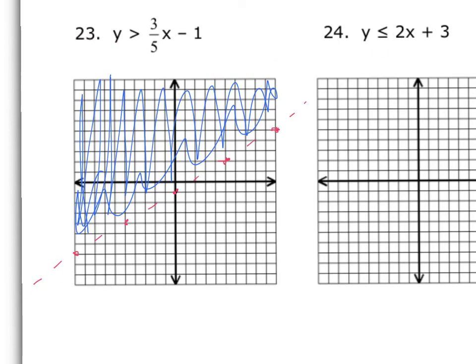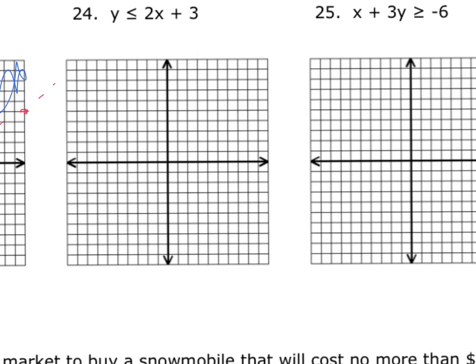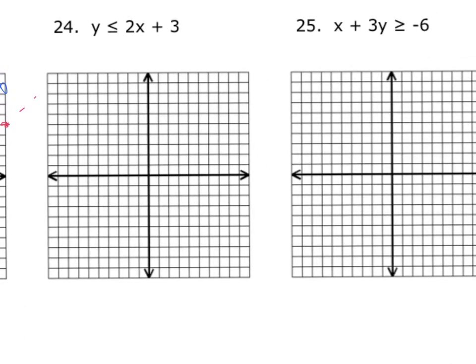Okay. Number 24. Same thing. We're going to graph 2x plus 3. We're going to act like it's y equals 2x plus 3, and we're going to put those individual points on the graph. And then we will work from that. So plus 3 is here. And the slope is 2 over 1. So I'm going to go ahead and put those points down. And then backwards.